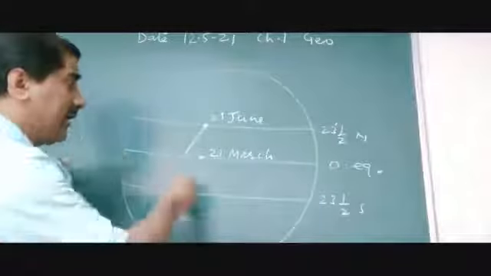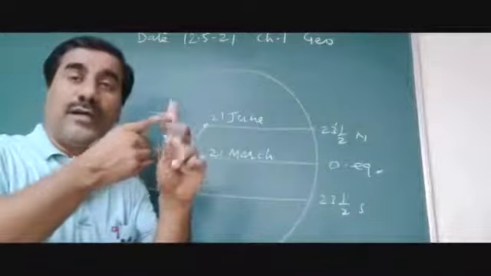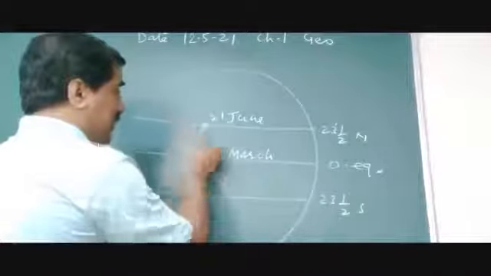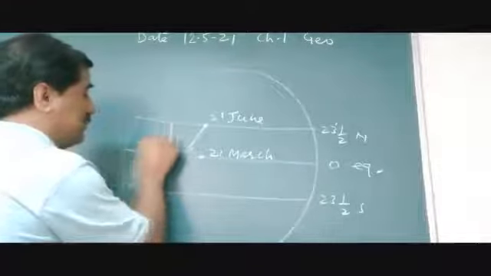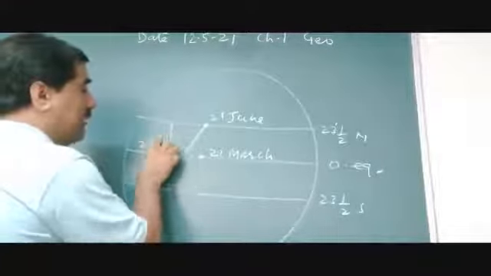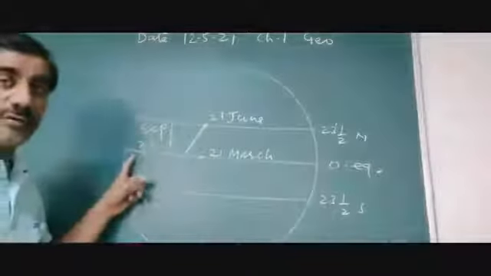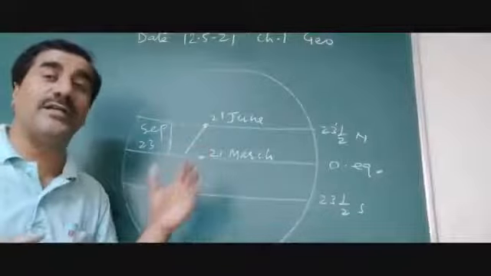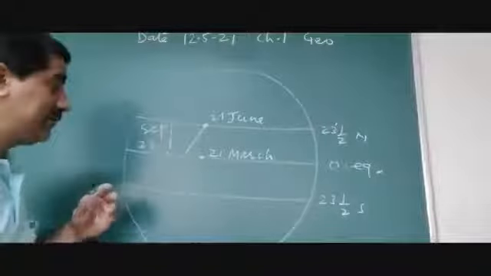And again, after 3 months, in June, July, August, September, on 23rd September, direct rays of the sun fall again on the equator. It means the same process happens. Equinox, equal duration of day and night.